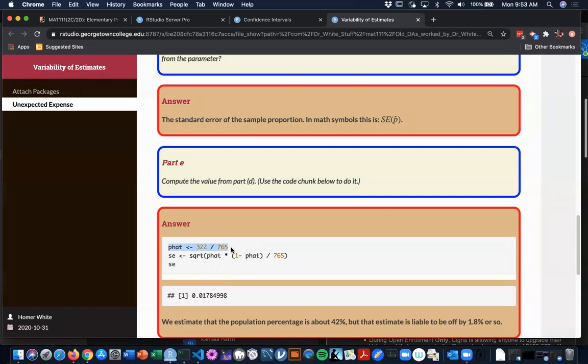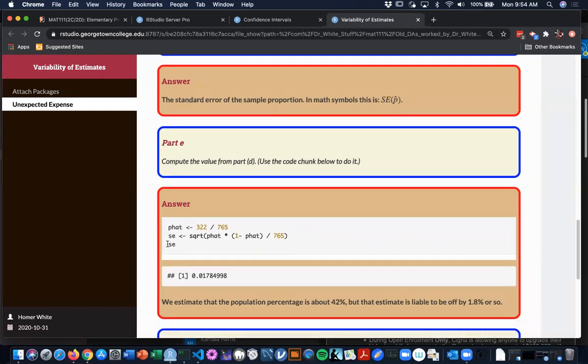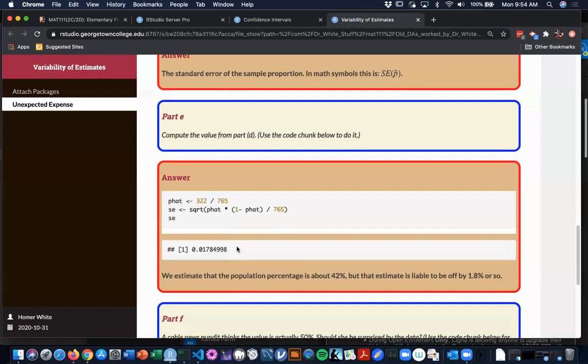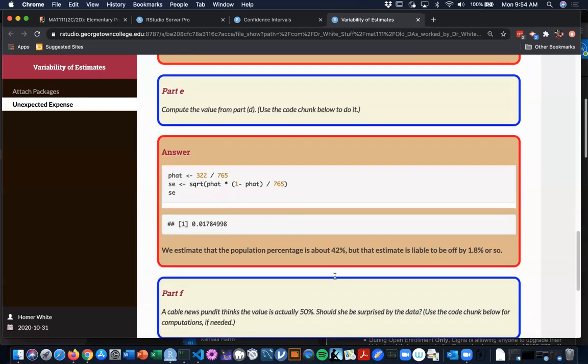For convenience here, I'm setting up the p hat as its own little separate variable that's now going to be in my global environment. And then I can do square root of p hat times 1 minus p hat over the 765. And I'm just calling that SE for short. And then this third line here, I'm just printing it out so that everyone can see it. It's totally okay to just compute it all in one line without any intermediate steps like this. That's totally fine. But anyway, you get about 0.018 or 1.8%.